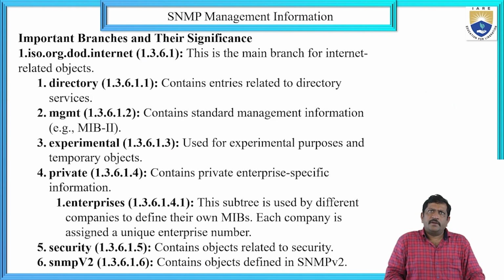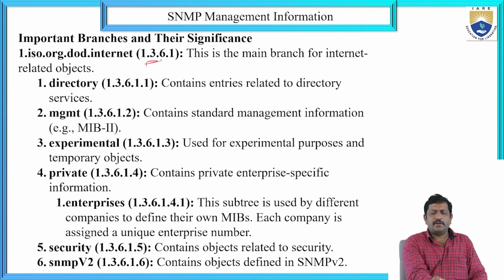Here are the branches and their significance in management information: generally .org, .iso, .dod, .internet. Each has a unique identifier: iso is 1, org is 3, dod is 6, and internet is 1. So this is the main branch of internet related objects.